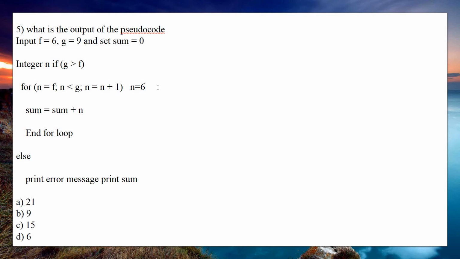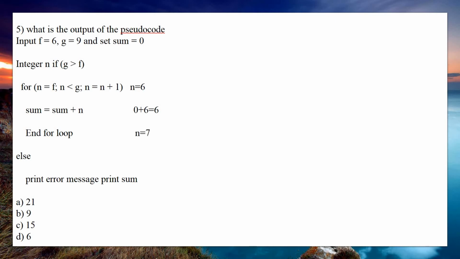n is equal to n plus 1. So initially sum will be sum plus n. Initially sum is 0, 0 plus n, so it is 0 plus 6, which will be equal to 6. Then in the next iteration, n is incremented, so now n becomes 7. So n is equal to 7.